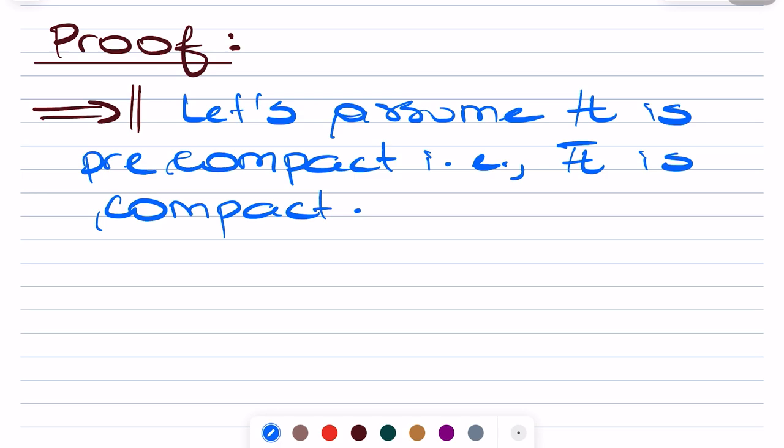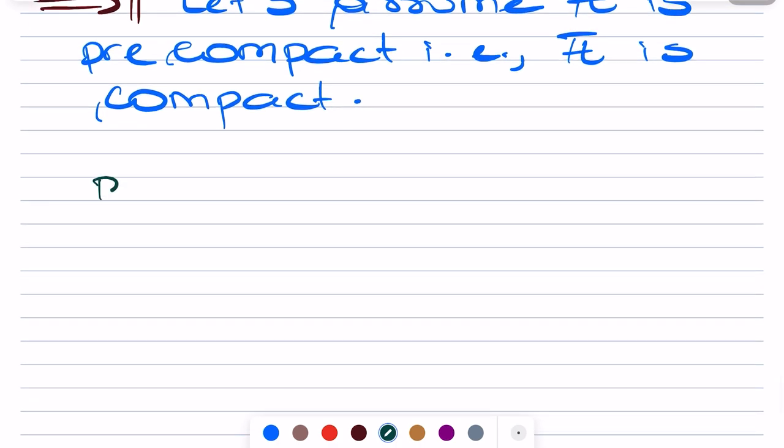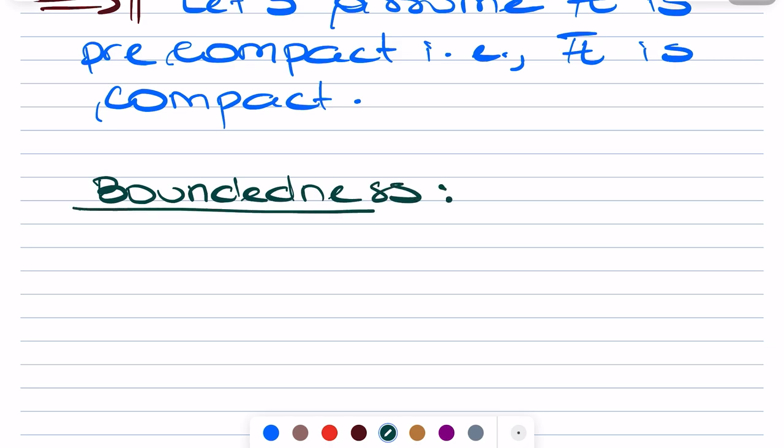Now let's start by showing boundedness of H. So let's call it boundedness. Okay, good.